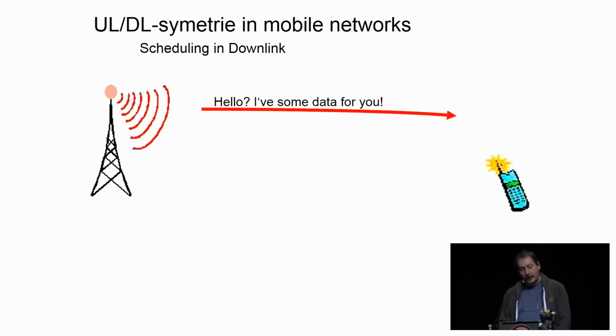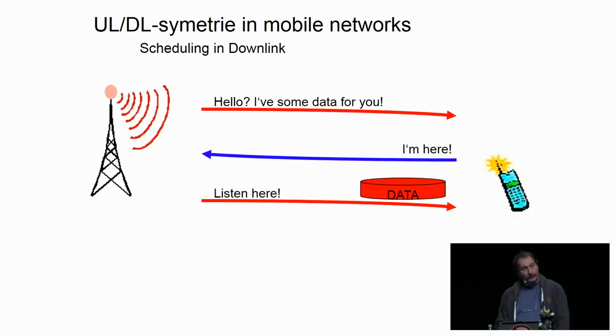Managing the uplink is easier than the downlink. In the uplink, it's easy. The base station says I have data, and then the mobile station says I'm here, and then it has to tell the device where to send it to.